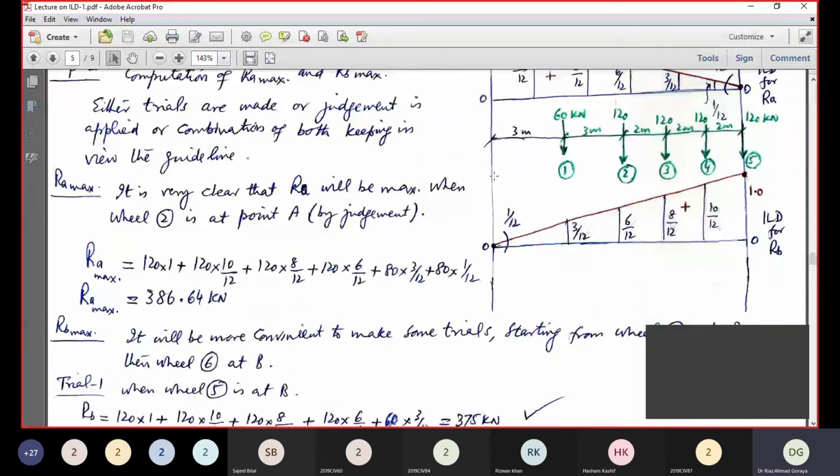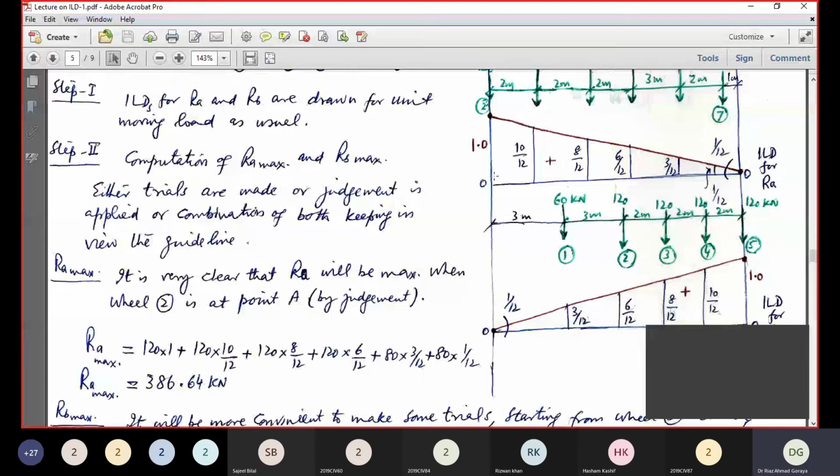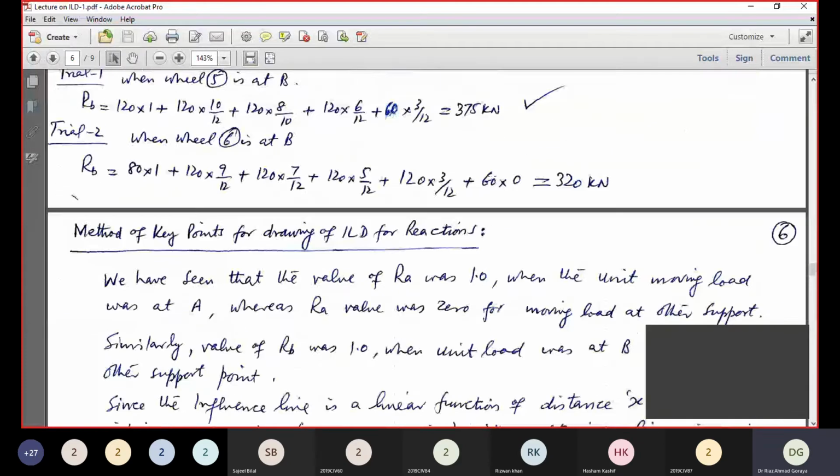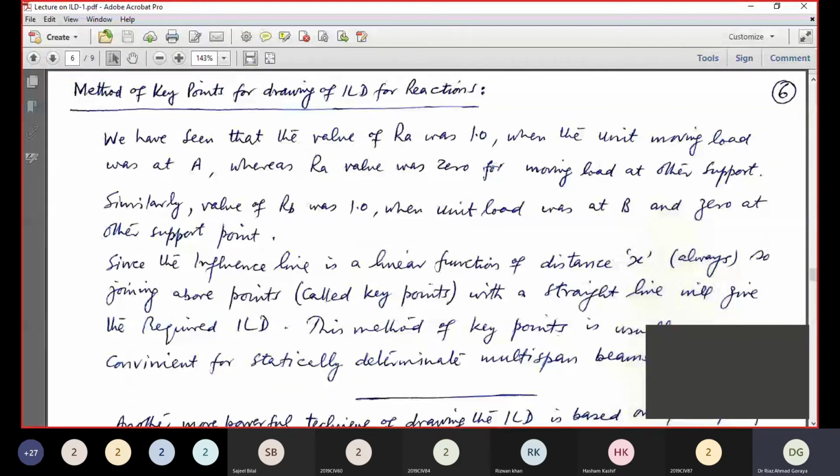Now, one method of drawing of influence line diagram for unit moving load was by basic approach. Now, the second option is method of key points. How to draw the ILD for unit moving load using key points. We have seen that the value of RA was 1 when the unit moving load was at A, whereas RA value was 0 for moving load at other support. This is the conclusion.